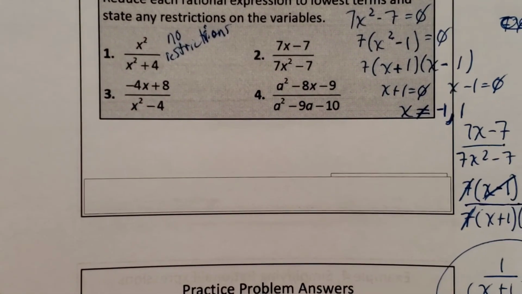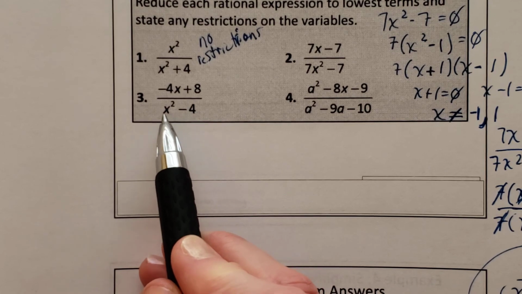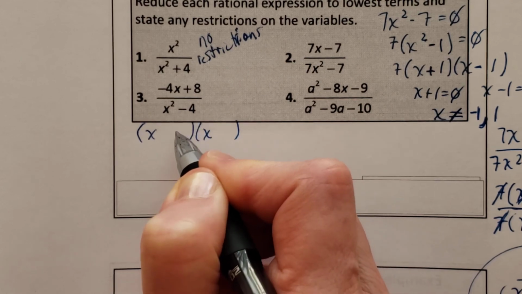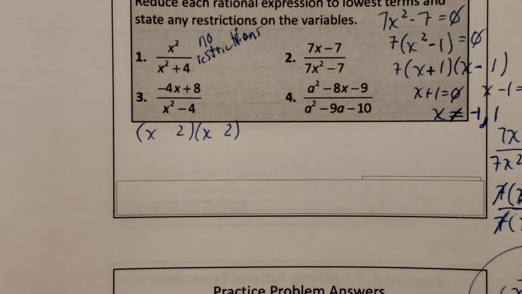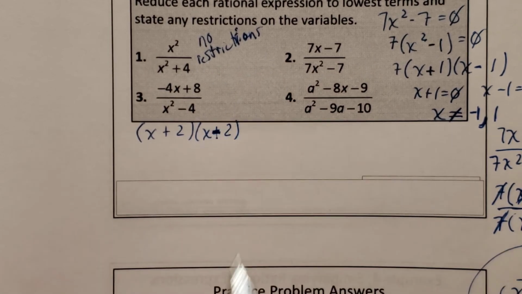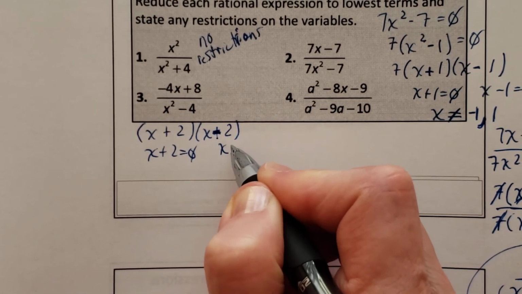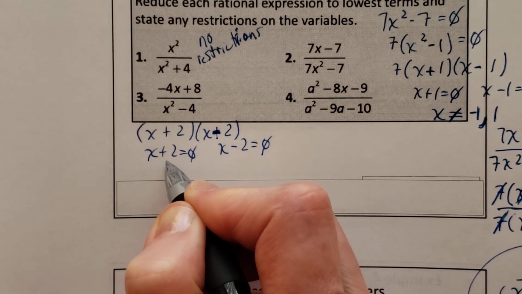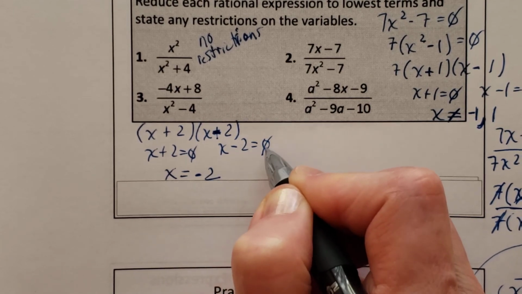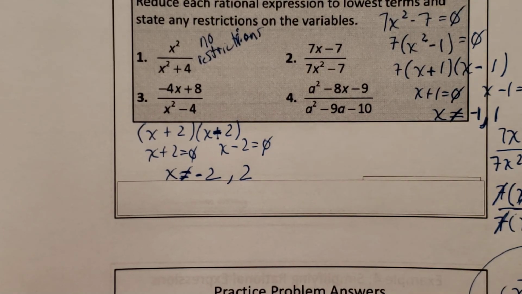All right, number 3. First thing I'm going to do is figure out what my restrictions are. Well, I have the difference of two squares. So I'm going to find the square root of x squared, which is x, and the square root of 4 is 2. Since it's the difference of two squares, one gets a plus and one gets a minus. So now I'd set this equal to 0. x minus 2 equals 0. When I subtract 2, I get 0 minus 2 is negative 2. And when I add 2, I would find out that x cannot equal negative 2 or 2.